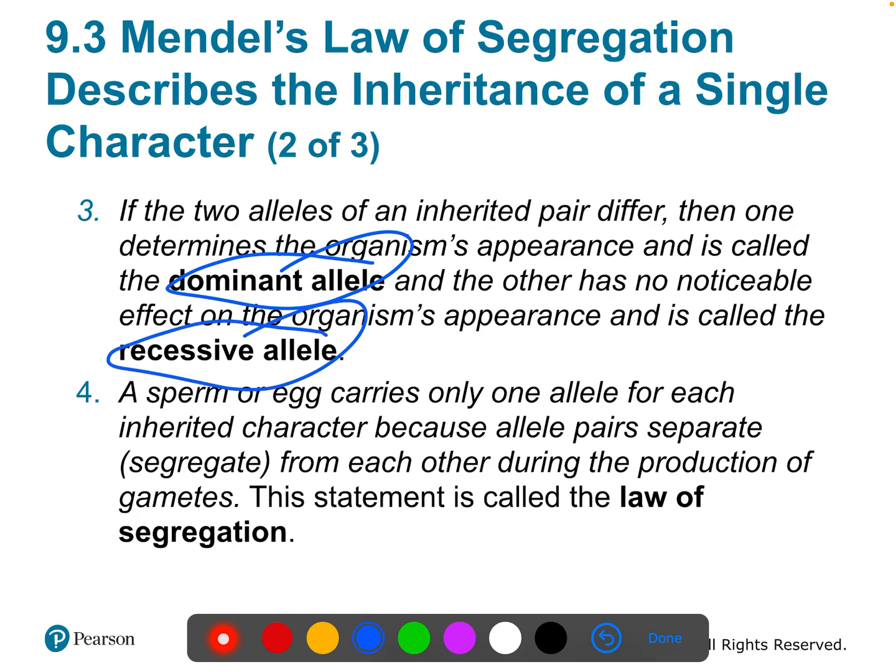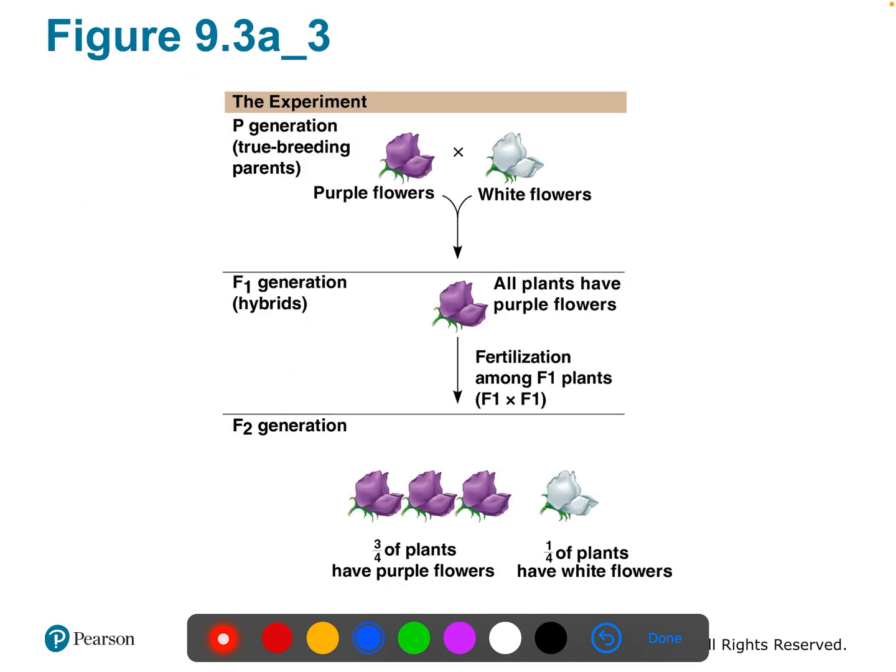And the other has no noticeable effect on the organism. It's masked by the dominant, we call that the recessive. And a sperm or egg cell can only carry one of the alleles. Remember that from meiosis, the diploid cell becomes haploid. It brings on half the information, and then the other half comes from the other parent during fertilization. And so the separating of the alleles during that process of meiosis is called the law of segregation.